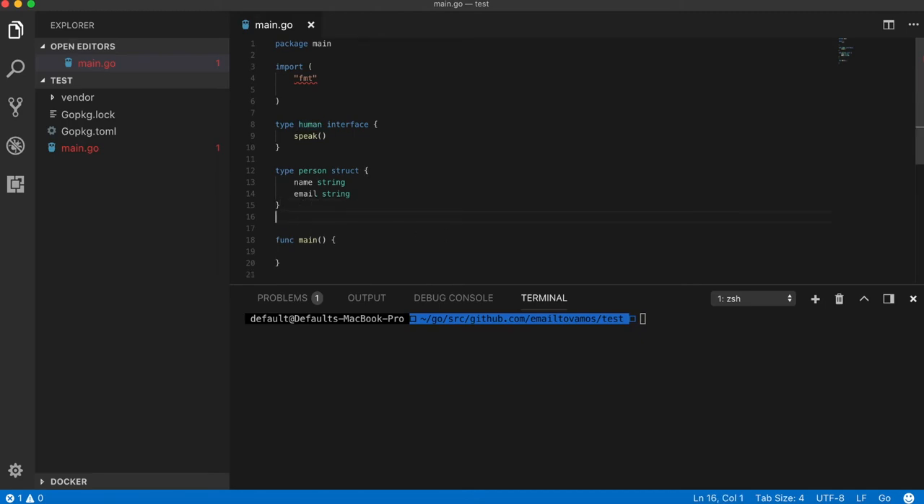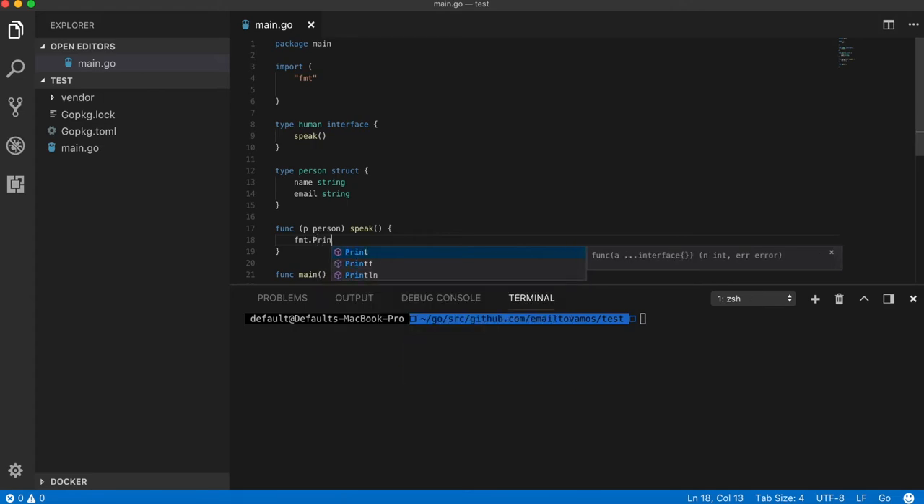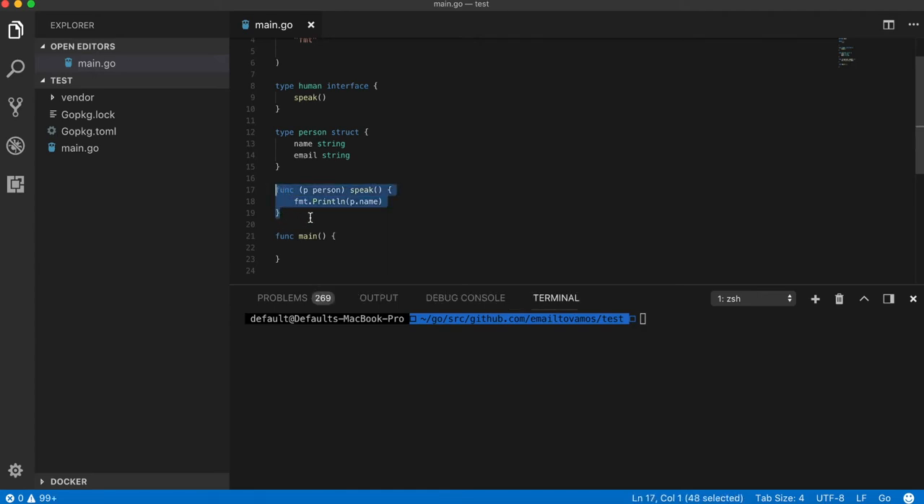And how it can do that is by defining it in the following way. So we can do something like func then the person speak, and what it does is it simply prints. Okay, so this looks like a usual function definition except this part where in parentheses we have this p person. This is basically telling that this person type has implemented this function, which is why now the person type is of type human interface.